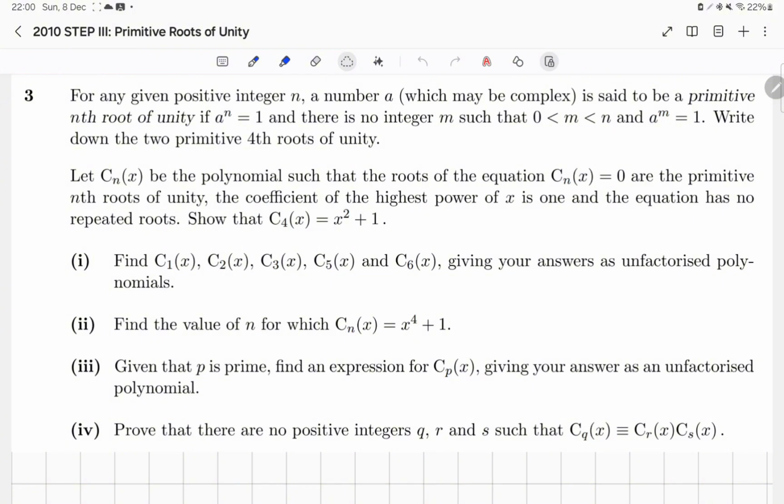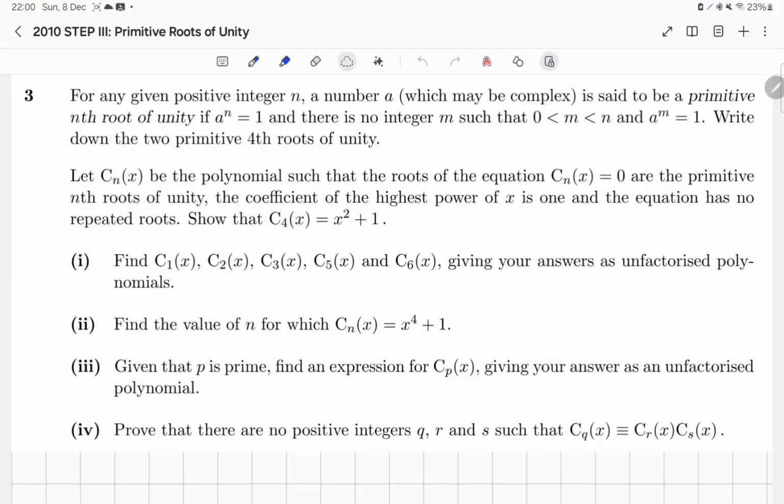Part 1. Find C1 of x, C2 of x, C3 of x, C5 of x, and C6 of x, giving your answers as unfactorized polynomials. Part 2. Find the value of n for which Cn of x is equal to x to the 4 plus 1. Part 3. Given that p is prime, find an expression for Cp of x, giving your answer as an unfactorized polynomial.